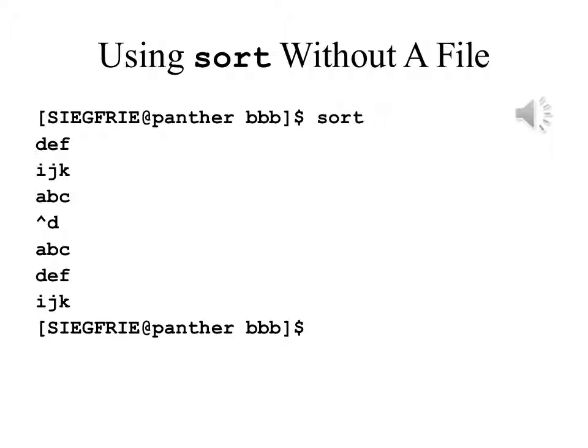We can use filters like sort even without a file. In this case, what I did was I typed sort, and I typed in the lines DEF, on the next line IJK, on the next line ABC, and a Control D ends the file. It then will print back to me the 3 lines in sorted order.